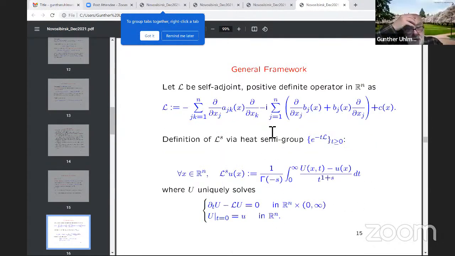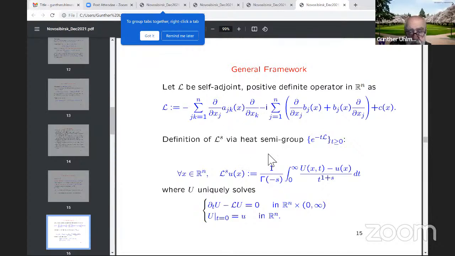So you can actually consider a very general framework, a self-adjoint positive definite operator of the second order of the following form. For all purposes, you can think about the principal part. This is related to the Laplace-Beltrami operator. And here, of course, to define the fractional Laplacian, we cannot take the Fourier transform. This is variable coefficient now.